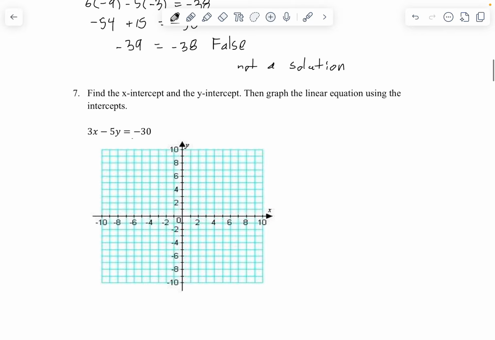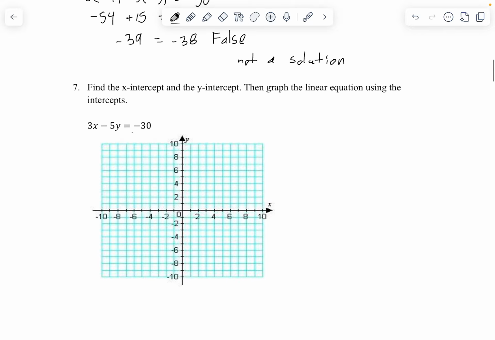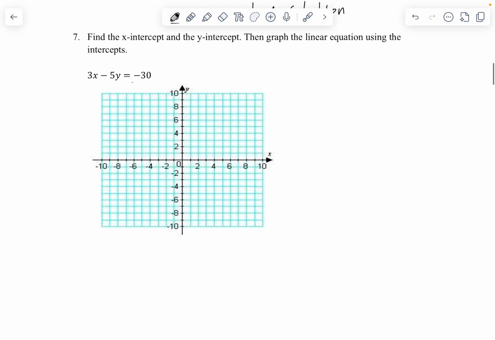Okay, number 7. Find the x-intercept and the y-intercept, and then graph the linear equation using the intercepts. The x-intercept, that would be where the graph crosses the x-axis. When it crosses the x-axis, that corresponds to a y value of 0, right? So to find the x-intercept, I would replace y with 0 and solve for x. Let's go ahead and do that.